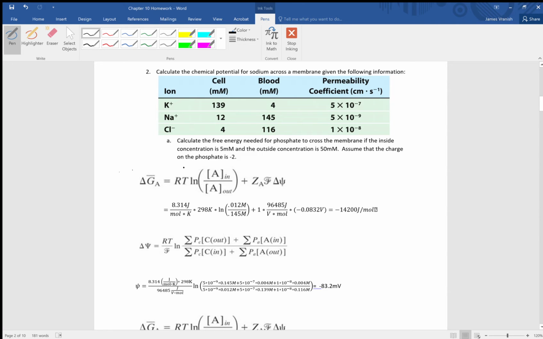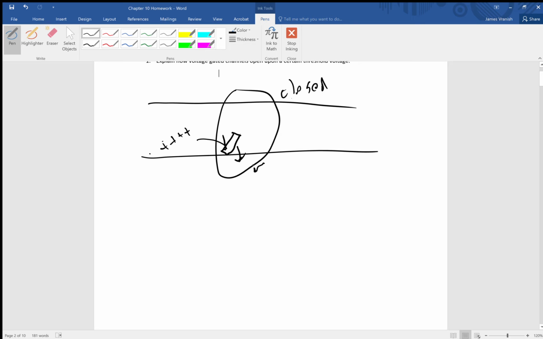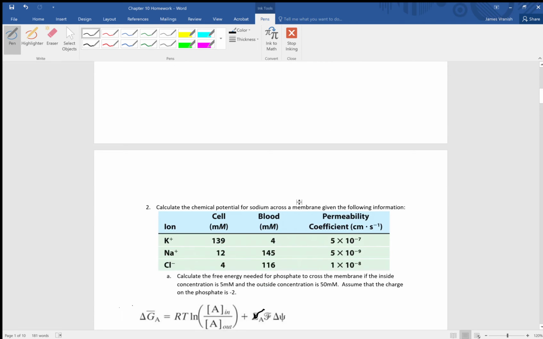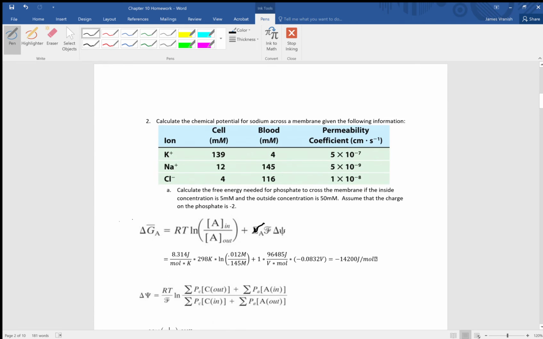We're given R, or we know R, the temperature, we could assume standard temperature. We're given the concentrations of the ions inside and outside the membrane. The charge on sodium is something we know, so Z is +1. Faraday's constant we can look up. The only thing we don't know is delta psi, the electrical potential of the membrane. This we actually have to calculate using the rest of the information in this table.